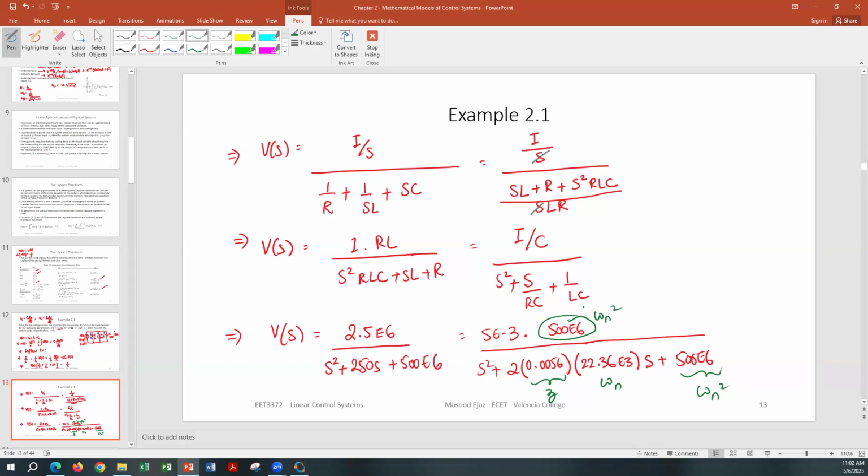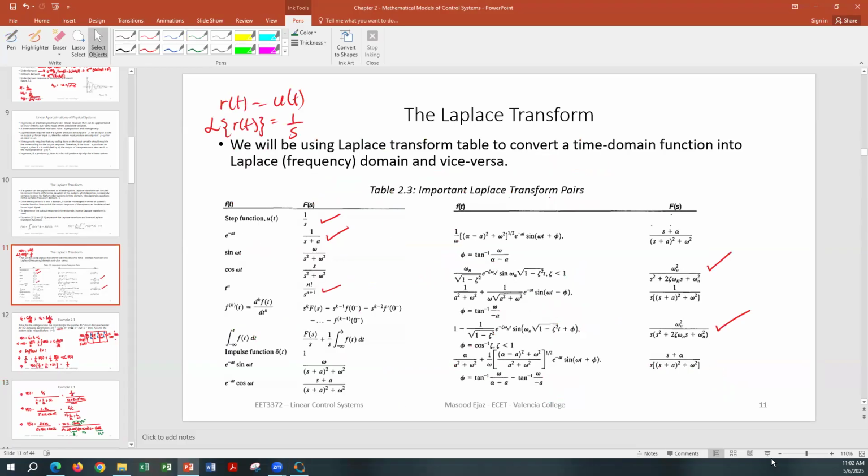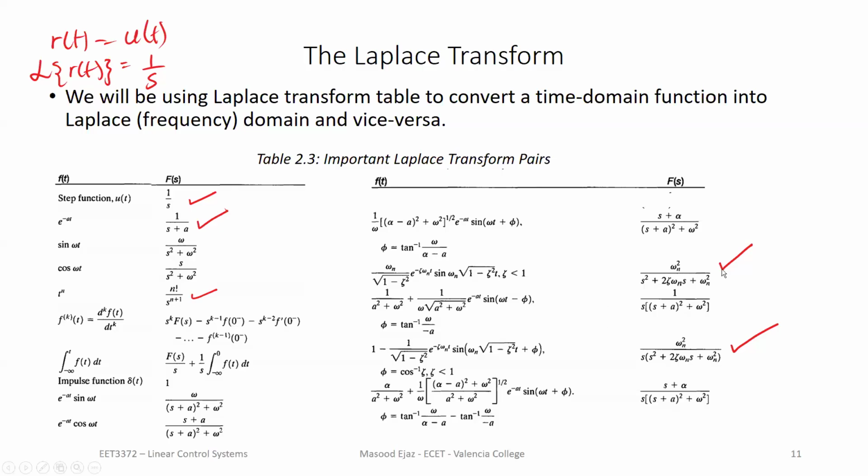Okay, so now if we apply that relationship that we had in the table, we can write down the time domain expression. Our equation is in this domain now, and we have omega n over 1 minus zeta square. So let me write it on the board. So my Vt is omega n over 1 minus zeta square. So omega n is 22.36.